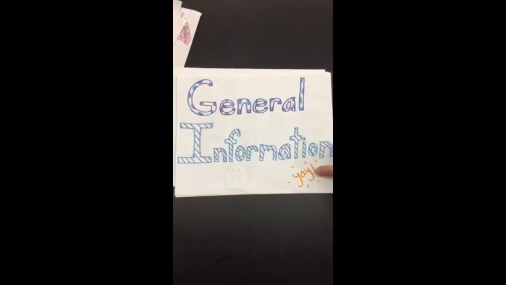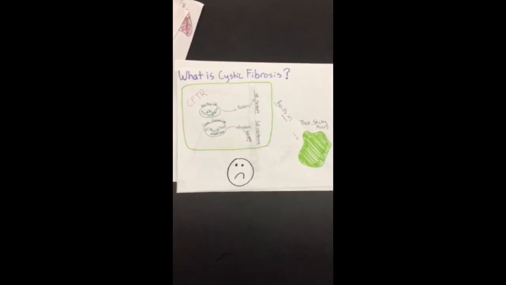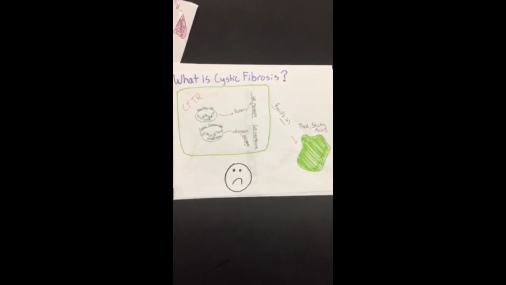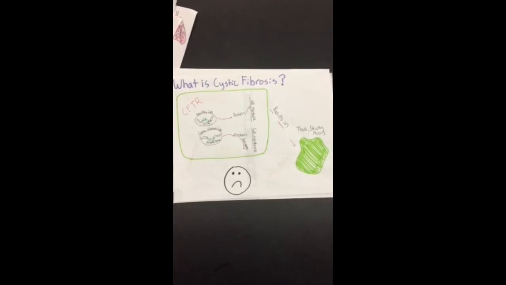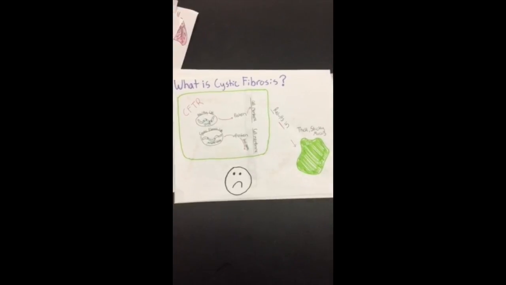General information. What is cystic fibrosis, you might ask? Well, as you might have guessed, we are here to tell you. Cystic fibrosis, CF for short, is a chromosomal mutation that causes a defect in the exocrine system. The glands of the exocrine system are responsible for secreting substances such as sweat and mucus.